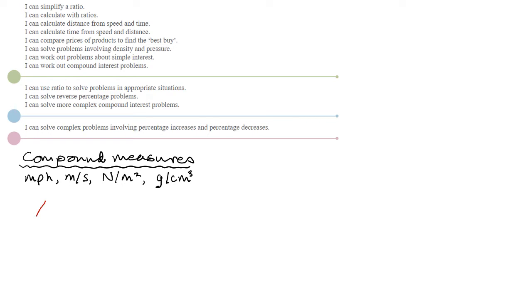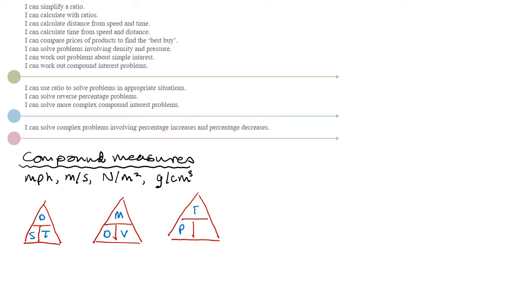Now we do need to know the formula triangles for speed, distance, time, density, mass and volume, and force, pressure and area. So you should know how to use the formula triangles. I'll just put them here. So speed is distance over time, density is mass divided by volume, and pressure equals force divided by area.